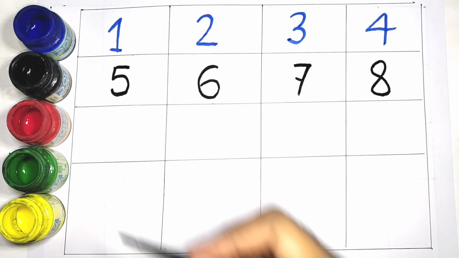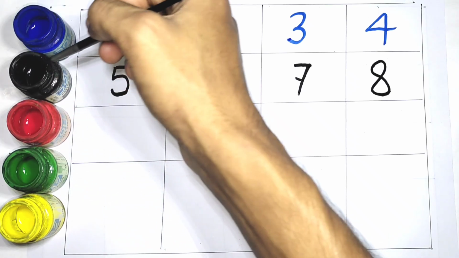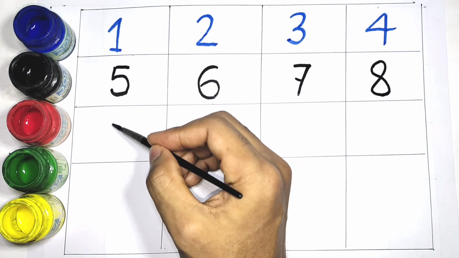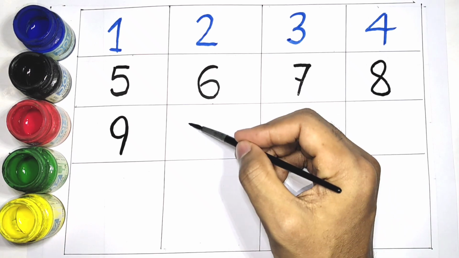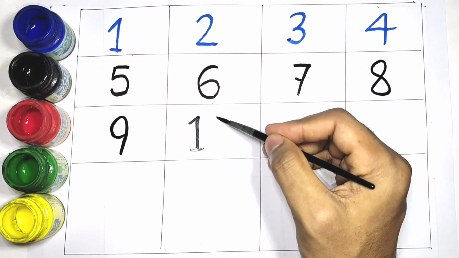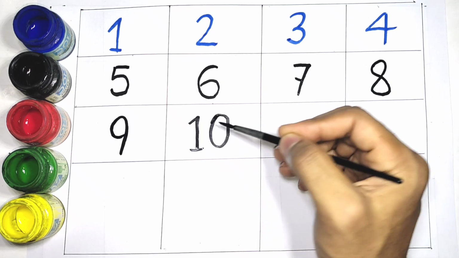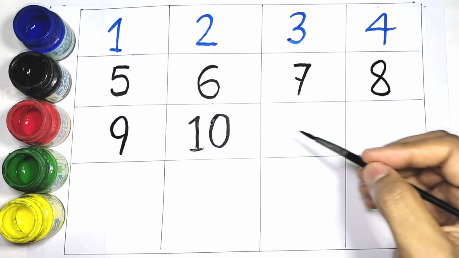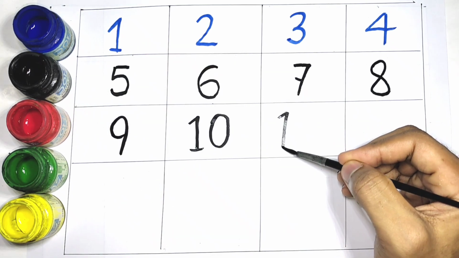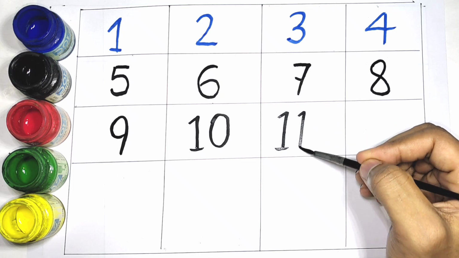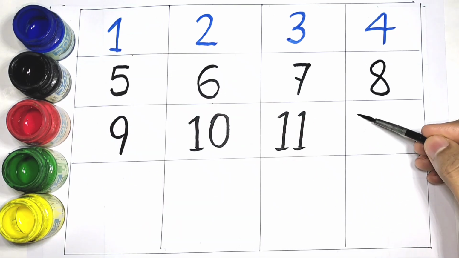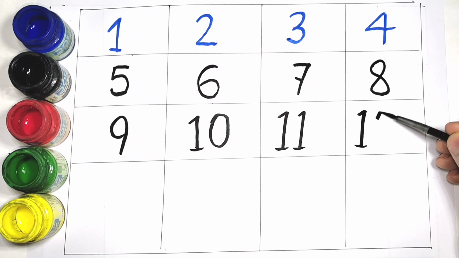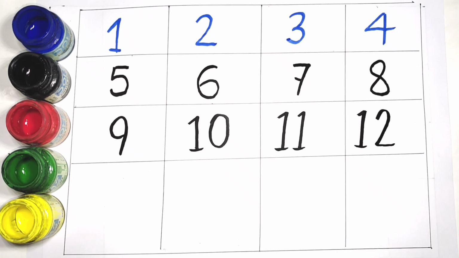Now we draw 9. We again use black color, and now we draw the number of 9. N-I-N-E 9. Now we draw 10. T-E-N 10. The next one is 11. Now we draw the number of 12, and the next one is 13.